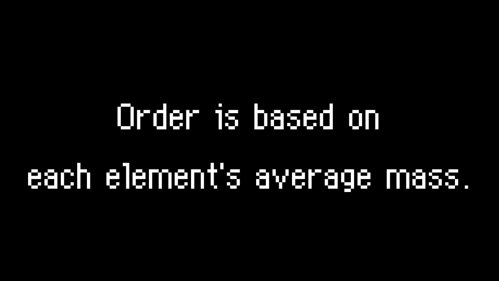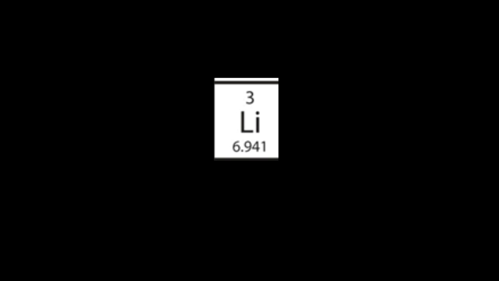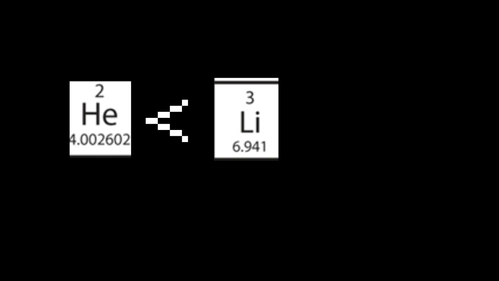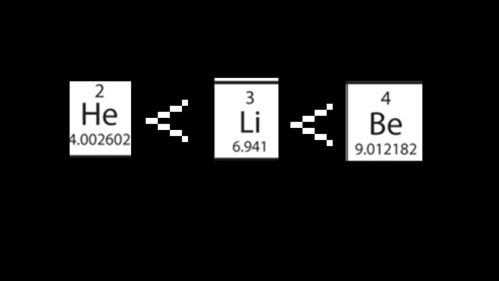Oh, that's right. I forgot to mention a few things from earlier as well. Ever wondered how the elements on the periodic table were ordered? It's based on their average mass. For example, take lithium. Its mass 6.9 is heavier than helium, which is 4.0, but is lighter than beryllium, which happens to be 9.0. I also forgot to mention where the metals, nonmetals, and metalloids are too.